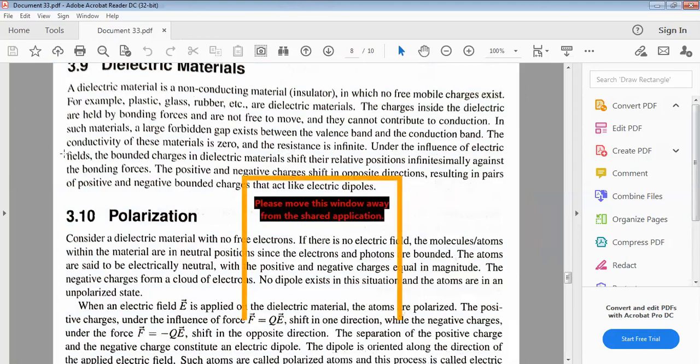Under the influence of the electric field, the bounded charges in dielectric materials shift their relative positions infinitesimally against the bonding forces. The positive and negative charges shift in opposite directions, resulting in pairs of positive and negative bonded charges that act like electric dipoles. That is the nature of dielectric materials.